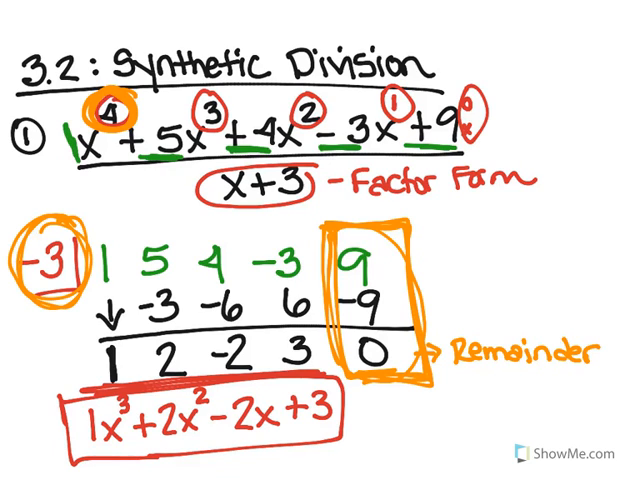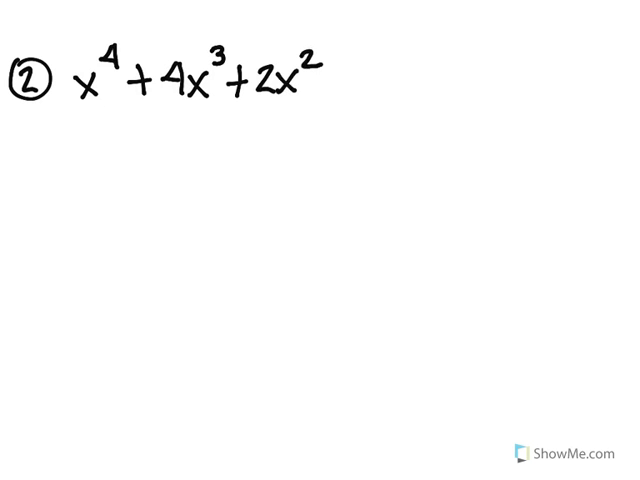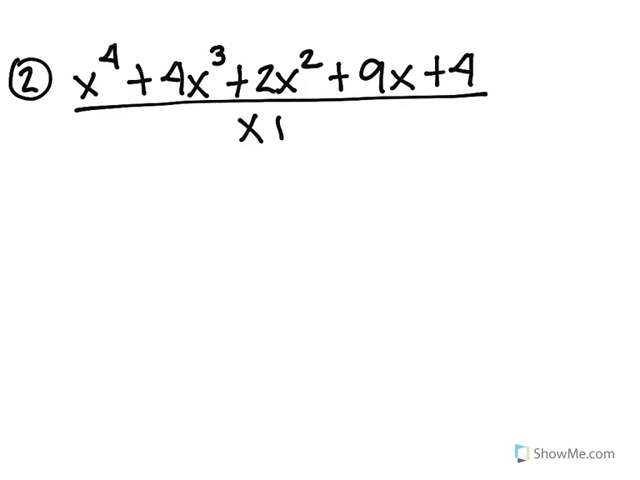Let's look at another one. x to the 4th plus 4x to the 3rd plus 2x squared plus 9x plus 4 divided by x plus 4.